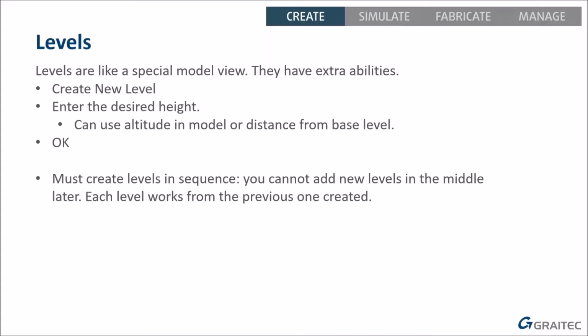You have to create your levels in sequence. You can't create level 1, level 5, and then go back and create level 2. It won't make any sense. Level 2 will be based on level 5. You have to create them in the sequence to go up the building. And if you fumble, then you're going to have to cancel them, delete them, and do them again. So you have to create them in the right sequence, because every level is based on the previous one created. You can't change that.